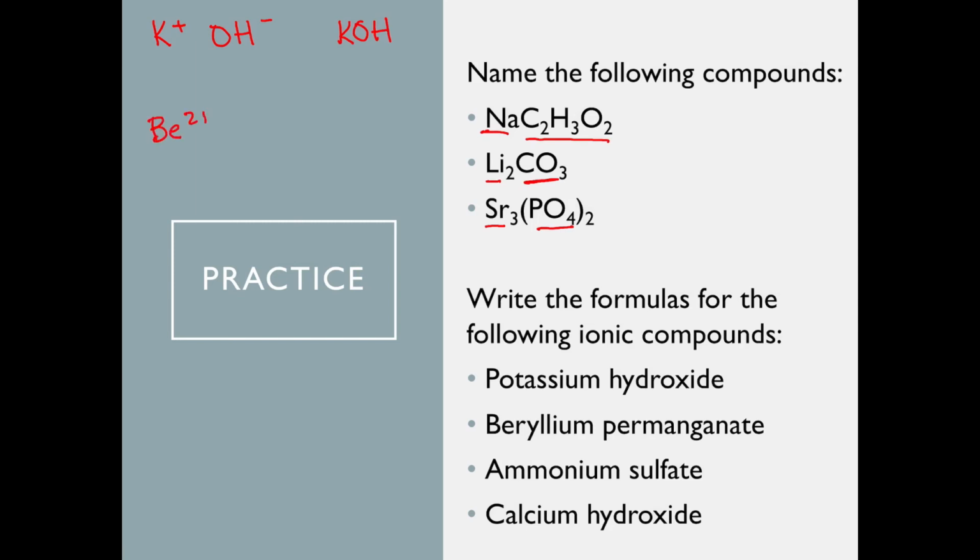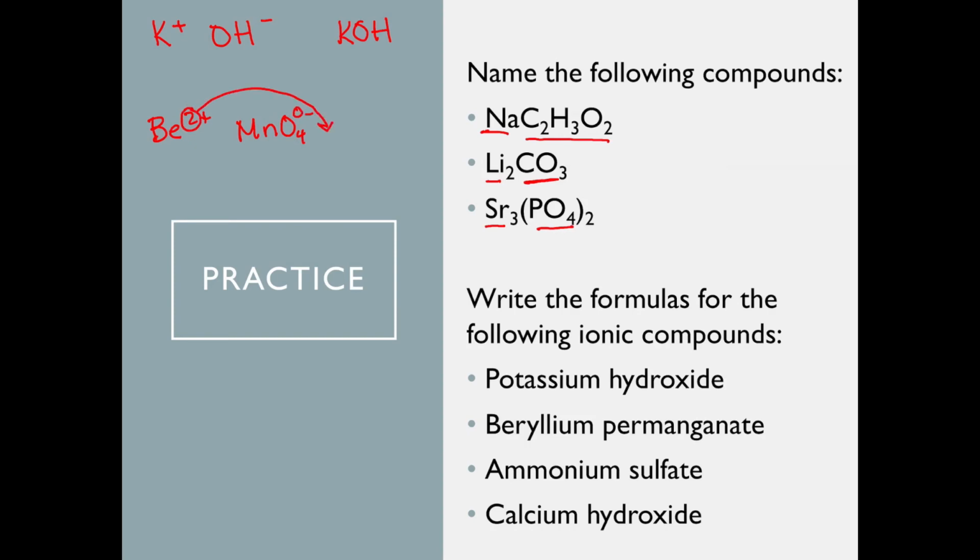Let's try the next one, beryllium. Beryllium is Be2+, and permanganate is MnO4-. And so now we have different charges. We have a 2+ versus a 1-. So now we have to do our circle and switch.